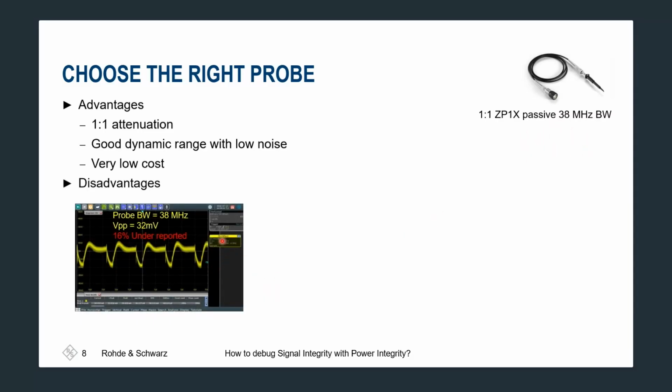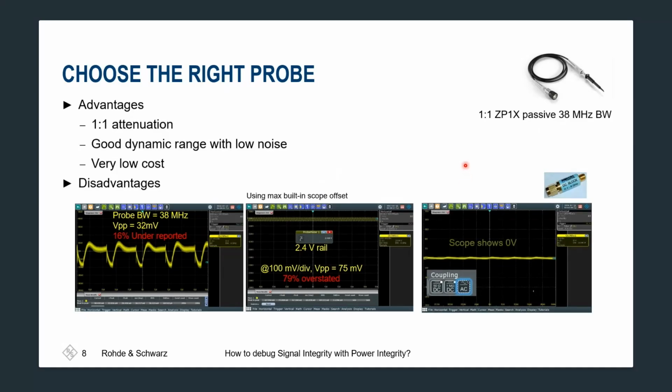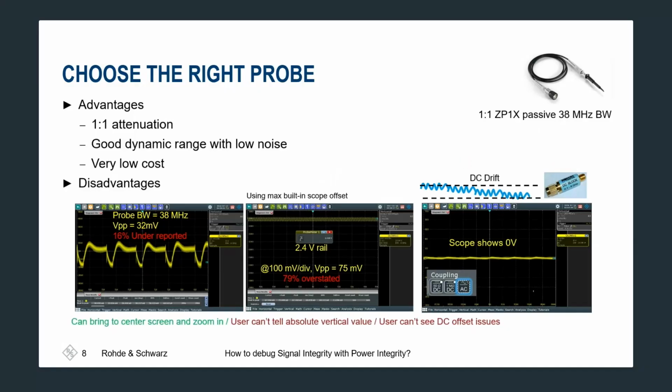Due to the limited probe bandwidth, higher frequency components will be cut off, and therefore you get underreported voltage measurement values. Here you also have an offset compensation issue, and therefore measurement results are overstated. And also, by adding AC coupling, characterizing DC drift is not possible anymore. So, considering the pros and cons of the previously presented probing solutions, a dedicated power rail probe has been designed.